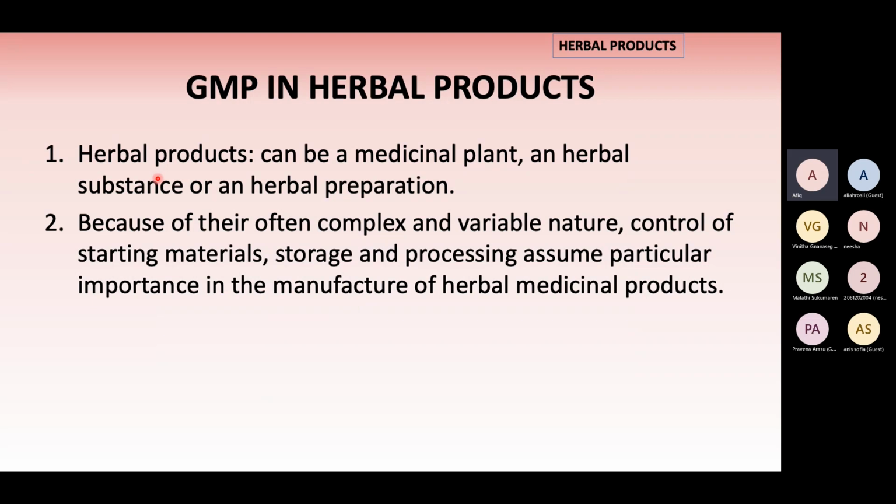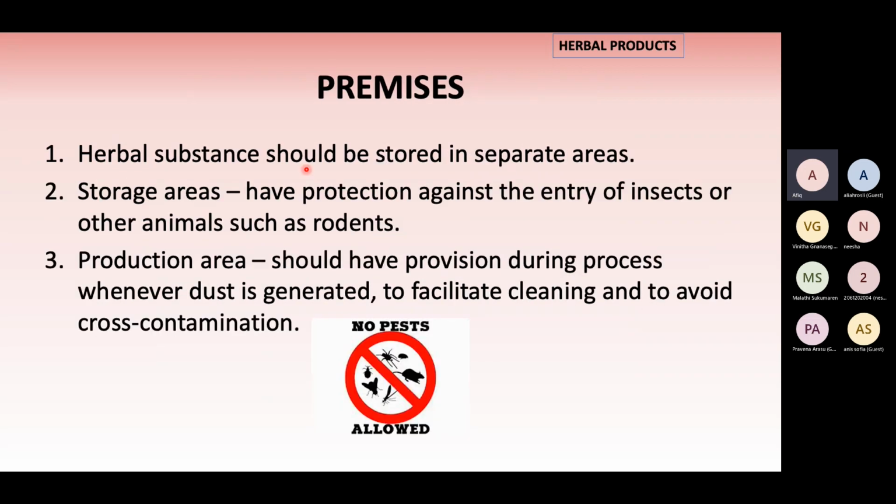So what can be considered as herbal product? It can be a medicinal plant, a herbal substance, or any herbal preparation. Because of their often complex and also variable nature, control of starting materials, storage, and processing assume particular importance in the manufacture of herbal medicinal products.